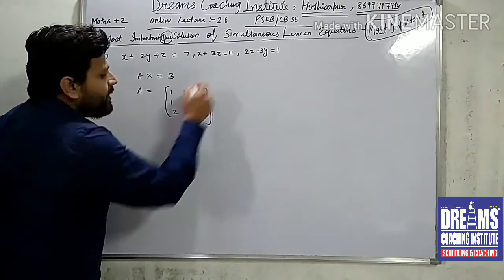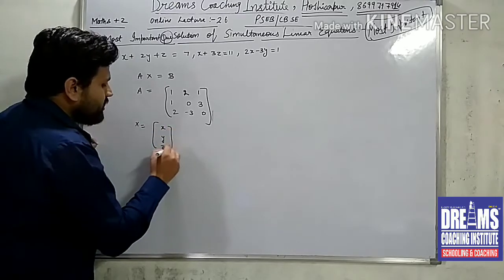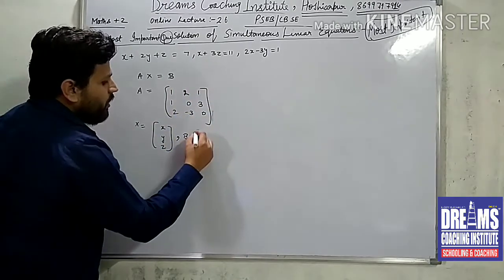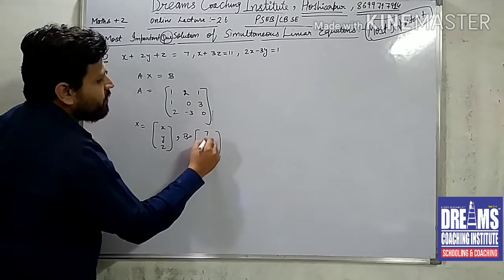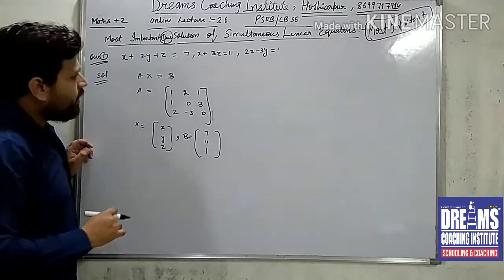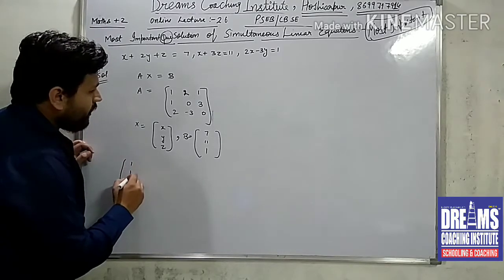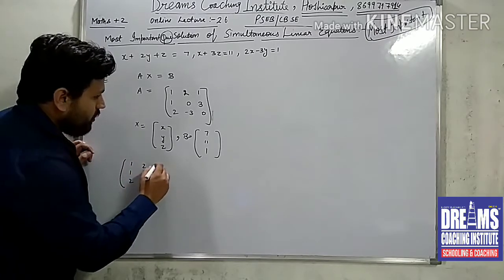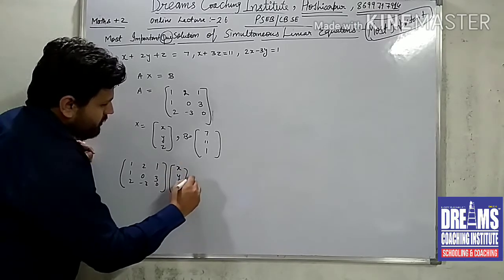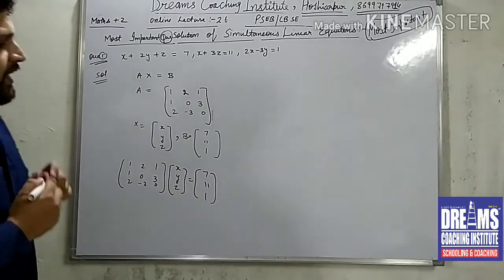Then what about X? X is the column of x, y, z, these are the variables used over here. And what about B? B is the term which is on the right hand side. So 7, 11, 1. So these are the three matrices, and AX equals B is a matrix equation. तो हम कैसे लिखेंगे इसको? [1 2 1; 1 0 3; 2 -3 0] into [x; y; z] equals [7; 11; 1]. So this is the matrix equation of the given linear equations.